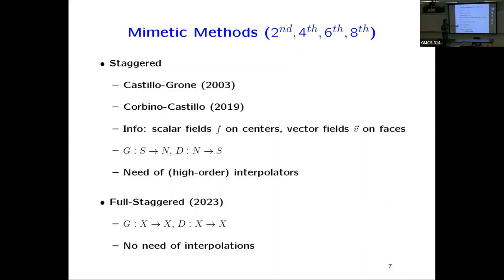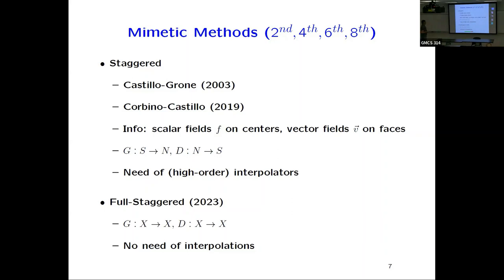A full staggered grid is work that is going on. We are extending the divergence for the full grid. That way we don't need interpolations, so we'll have information everywhere.